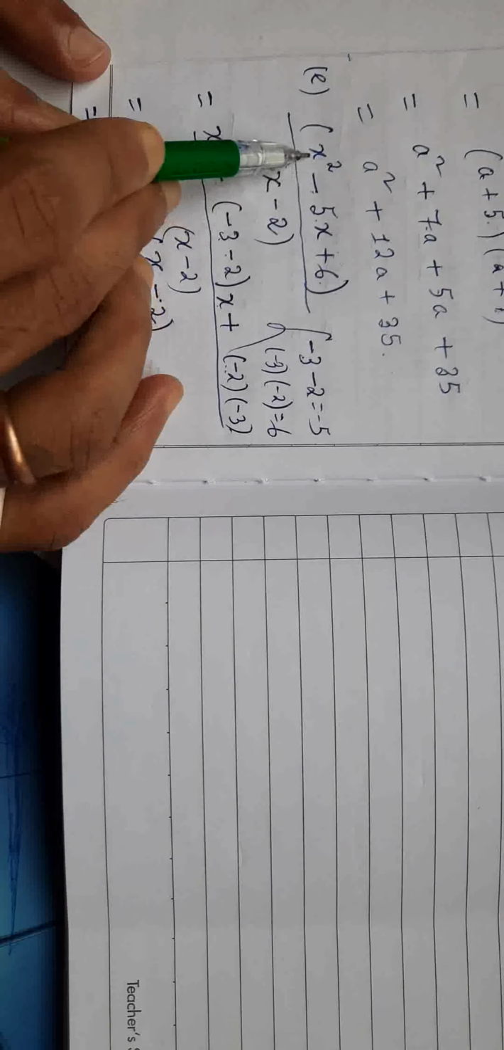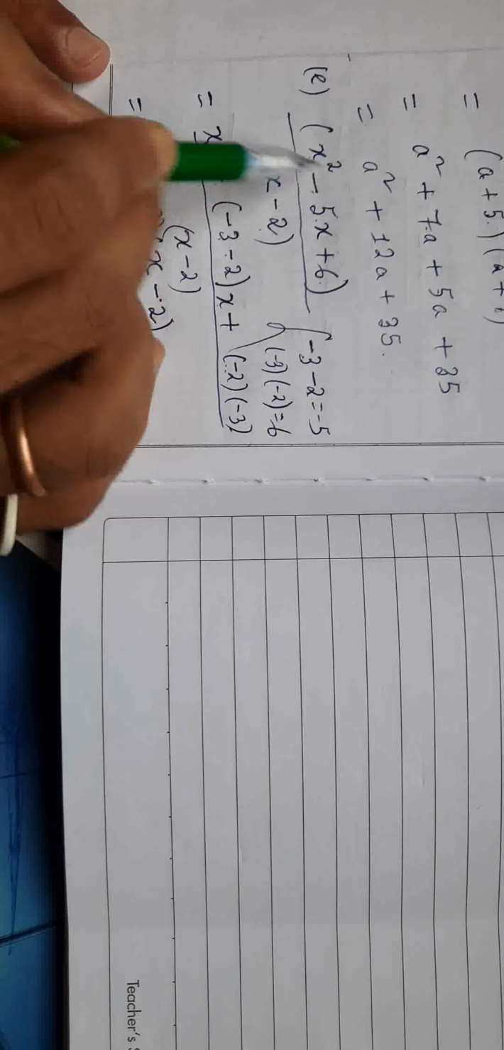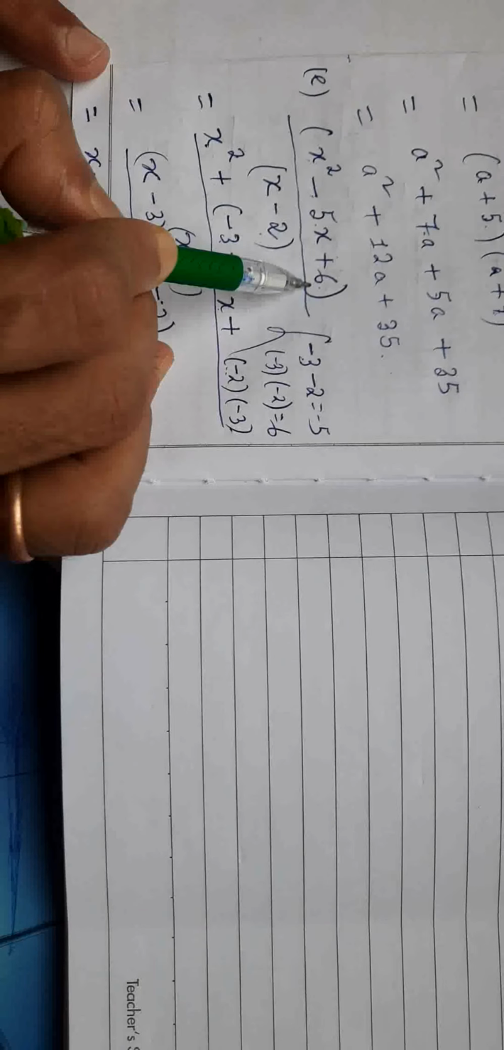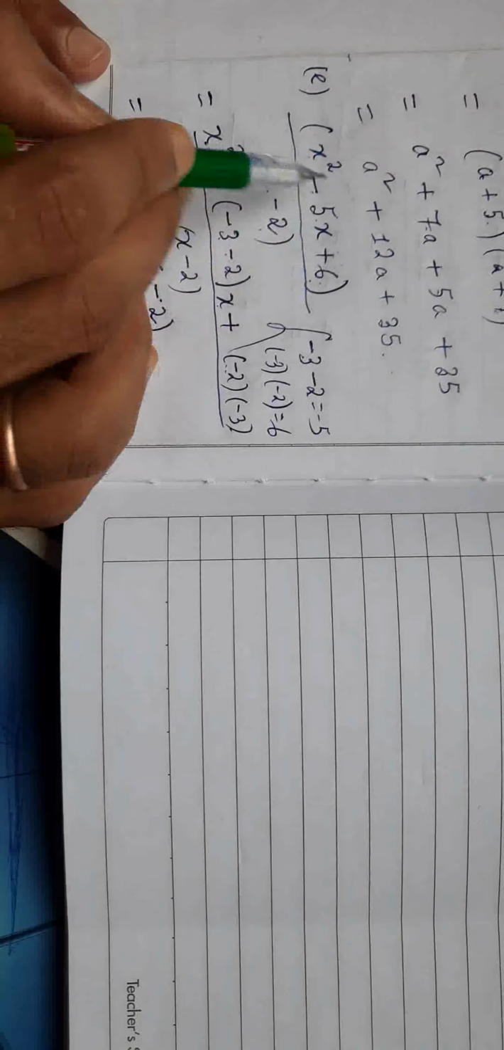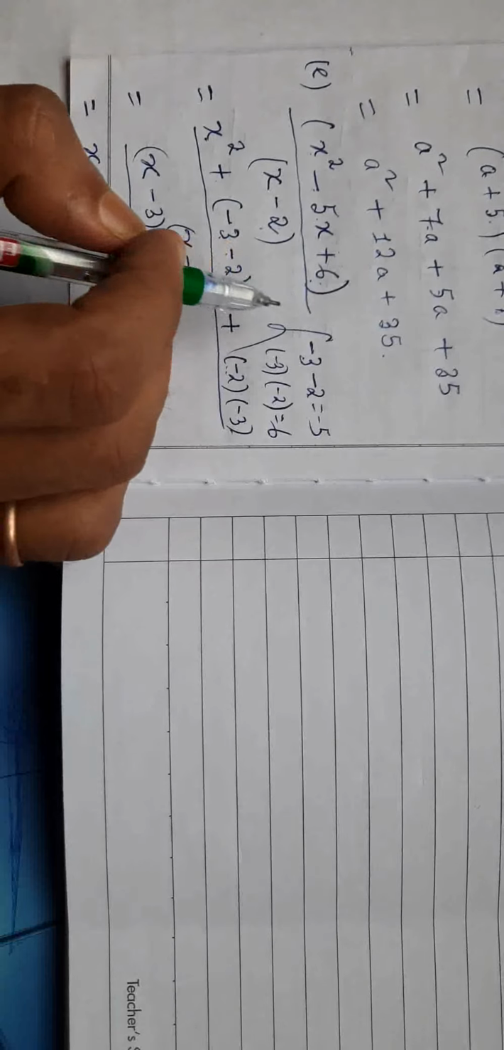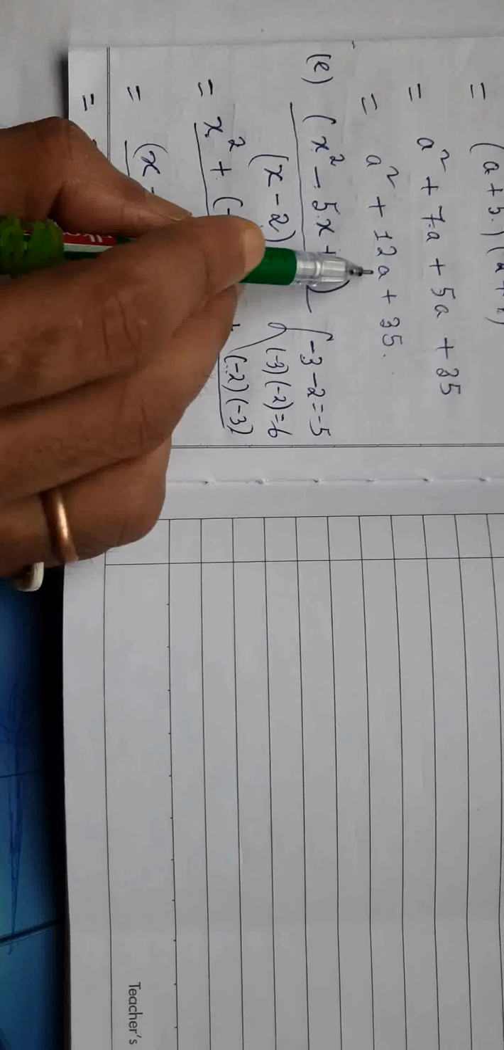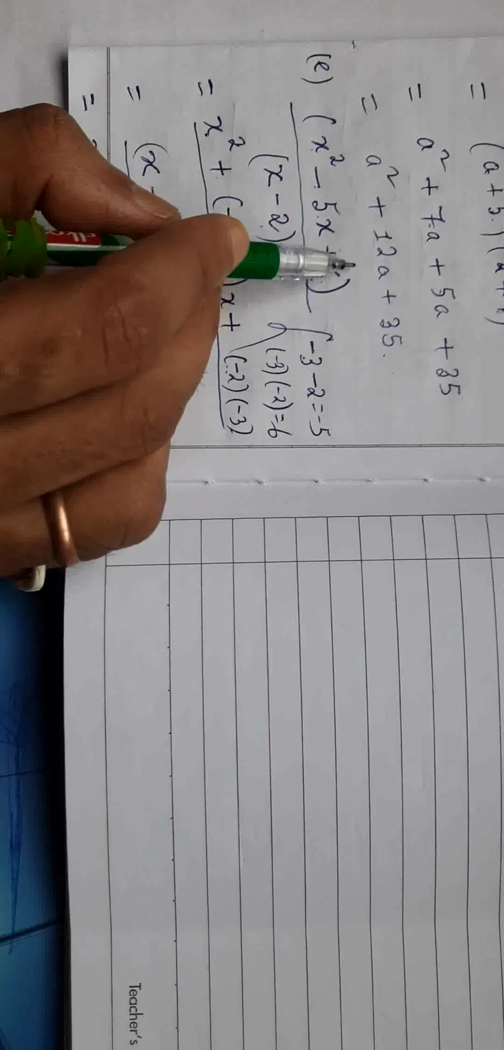Here, since I have to divide this numerator by the denominator, we see there are 3 terms: x square minus 5x plus 6. In these 3 terms we have got nothing common, so we'll try to find the factors using middle term splitting or factorization. Here the middle term is minus 5x, so we'll take two numbers such that they add up to minus 5, and if we multiply them we get plus 6.